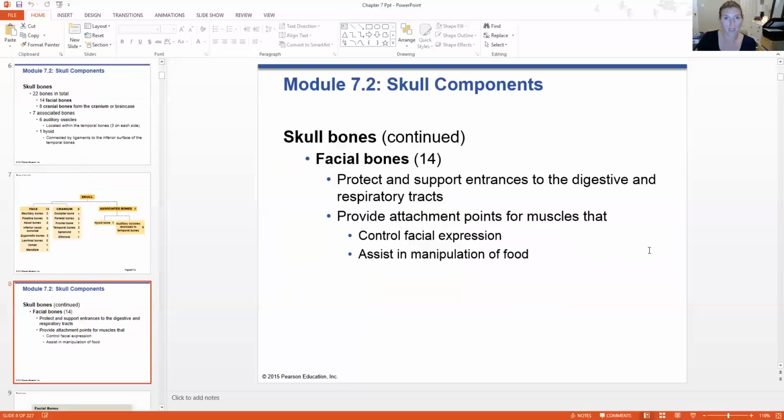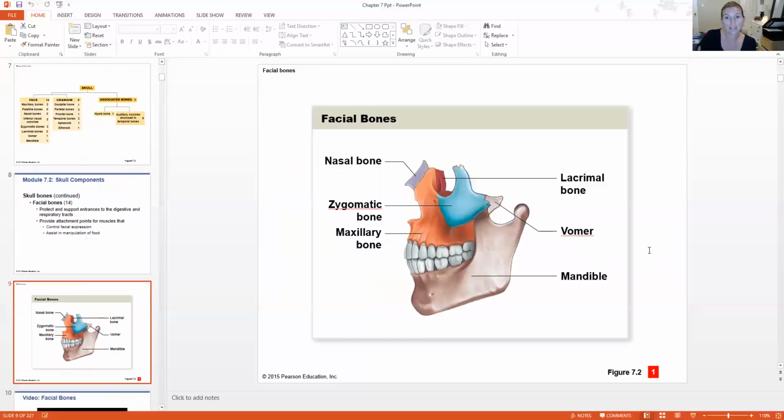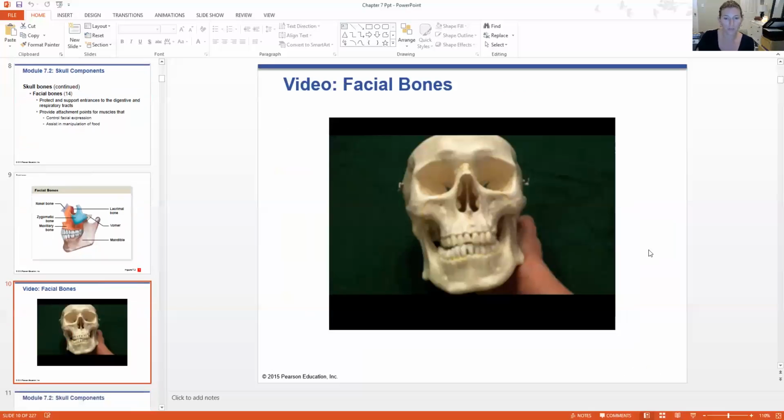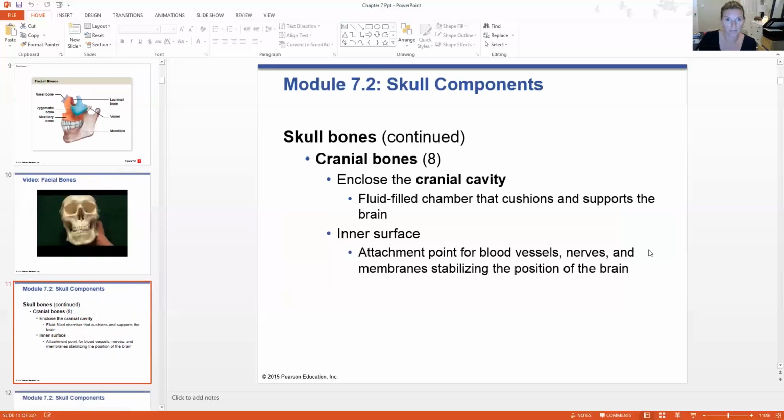So skull bones and facial bones are there to protect our mouth, to protect the entrance to the digestive and respiratory tracts, our mouth and nose. Basically, they're also there for facial expression. There they are: zygomatic, maxillary, nasal, lacrimal, vomer, mandible. You'll be learning all about them. This video is not linked to the PowerPoint, but if you go into the Mastering A&P website, you'll find all of the videos there.